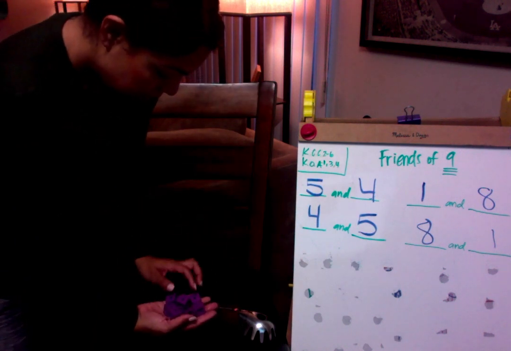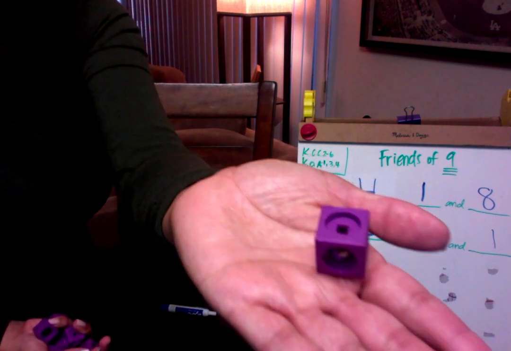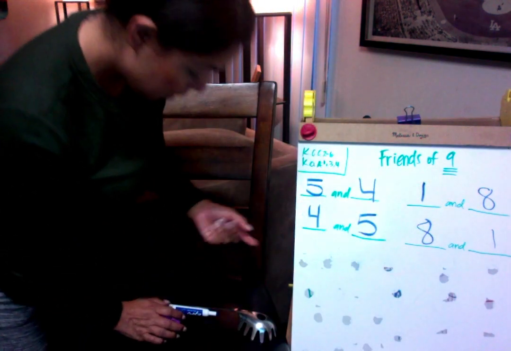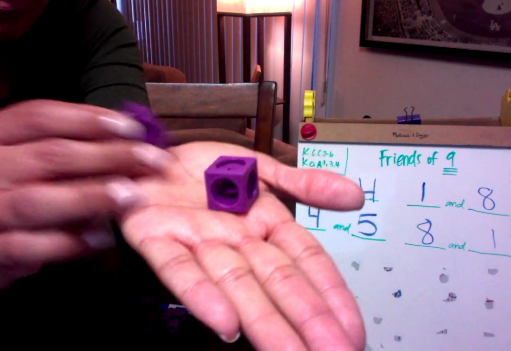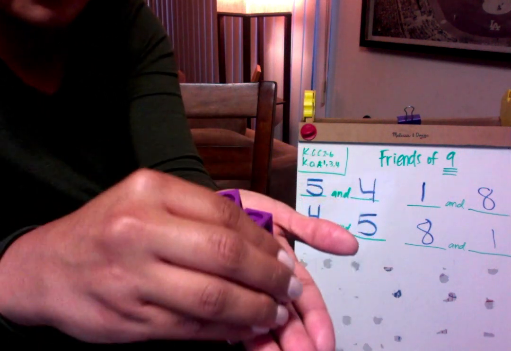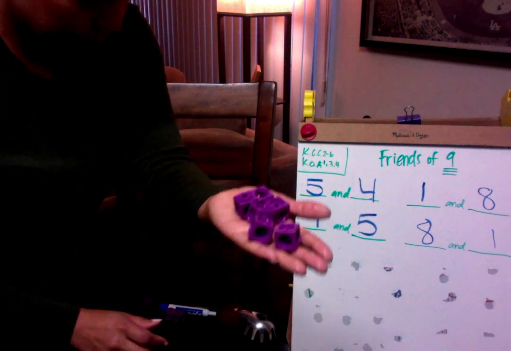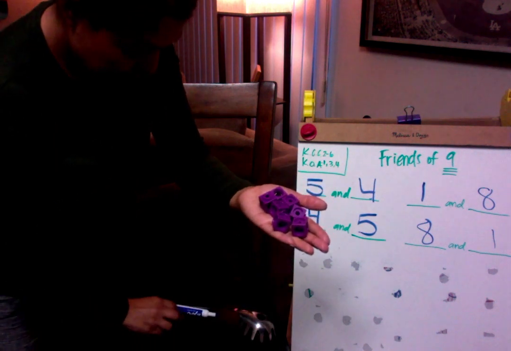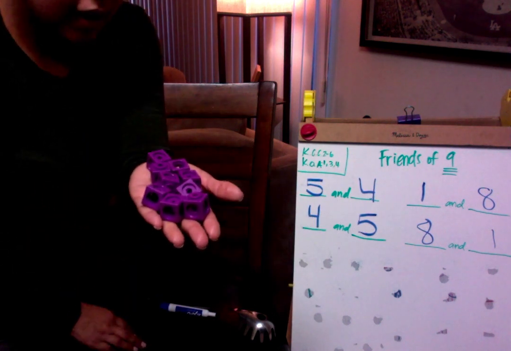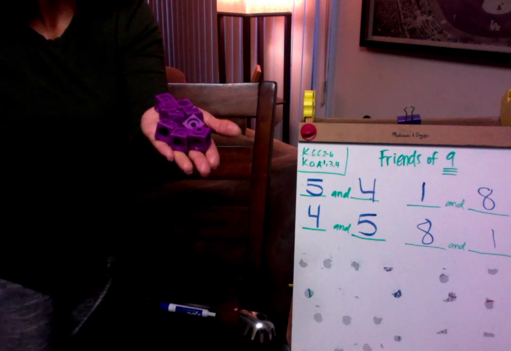Okay? I have 1. Okay? Now I'm going to add my 8. Okay? So I know I already have 1. So let's add 8. 1, 2, 3, 4, 5, 6, 7, and 8. So if I added the 8, I know that I now have 9. Good job, boys and girls.